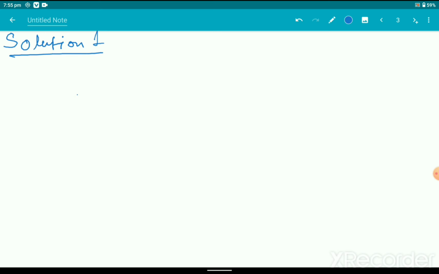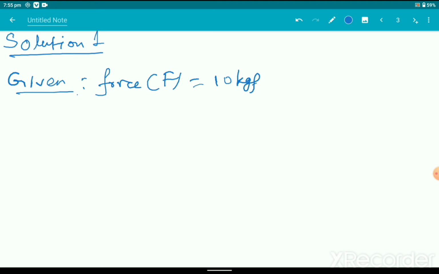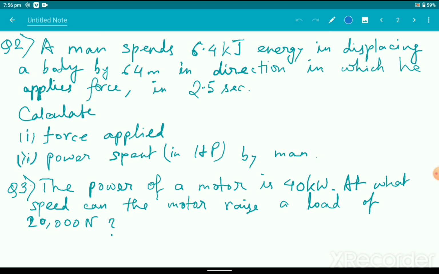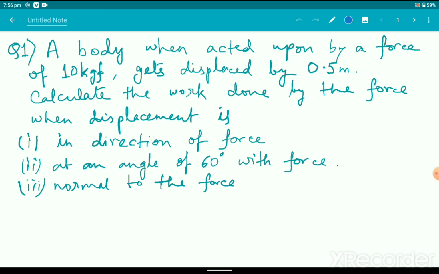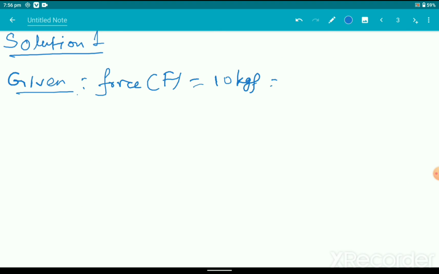So here the given information says, what are the things given. First of all, the force has been given. Force, which we denote by the letter F, is given as 10 kgf. If I convert 10 kgf, I can say that 10 kgf is equal to 10 into 10, that is, 100 newton. Okay, fine.